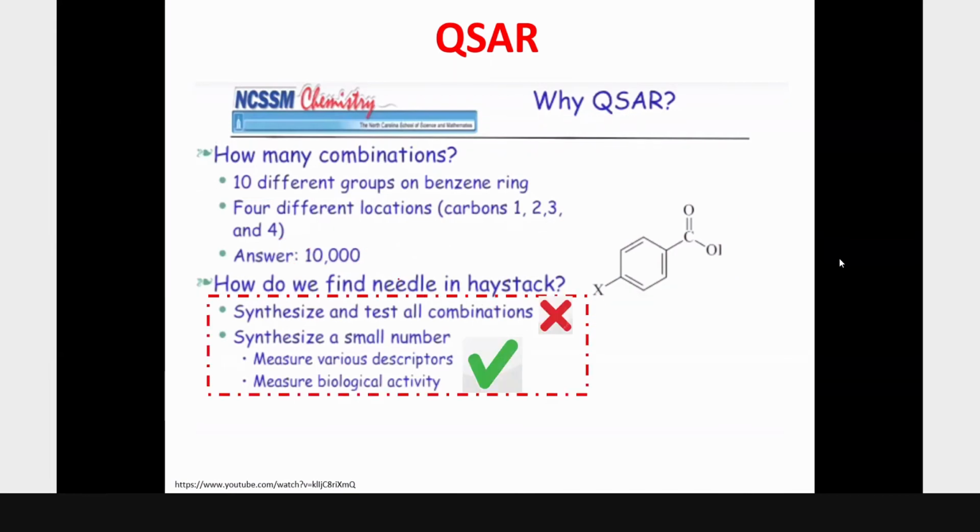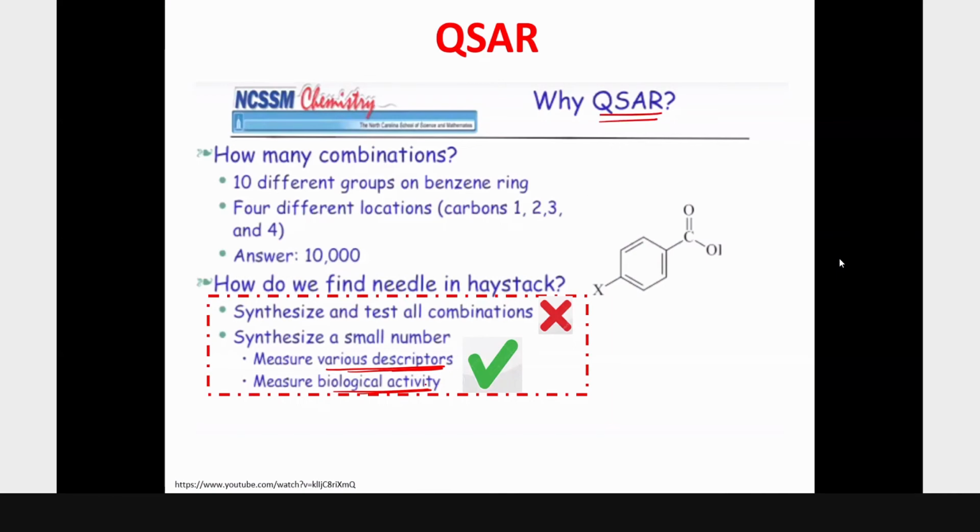This you cannot do. You cannot synthesize all the compounds and you cannot actually do the study with that. So the idea here is you synthesize a small number, just a small number. I said maybe some 5 to 10 molecules. You calculate their descriptors and you measure their biological activities. Okay, this is what we are going to do in the QSAR.